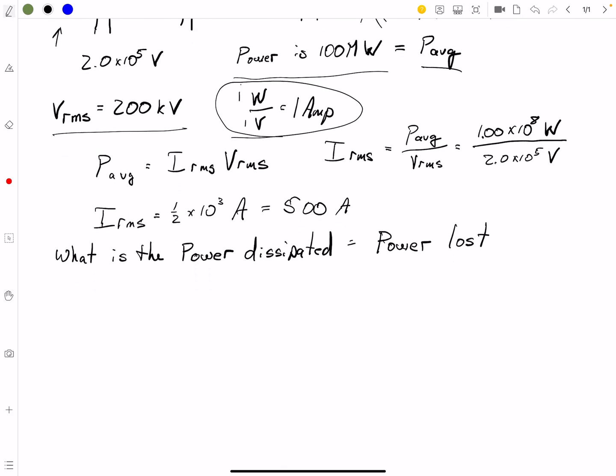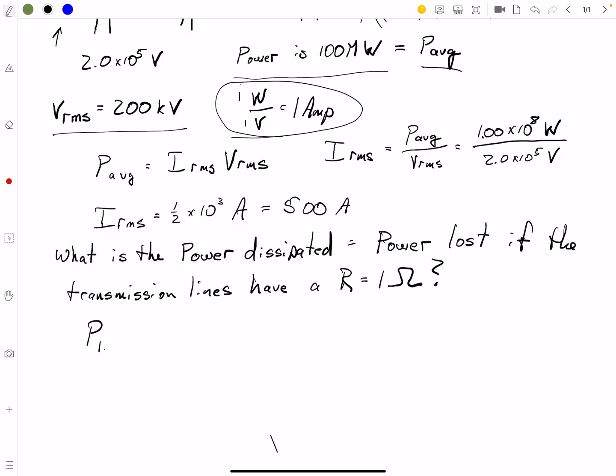Okay, so we're going to move back. What is the power lost if the transmission lines have a resistance of 1 ohm? So how do we do that? You guys already know. Power loss.